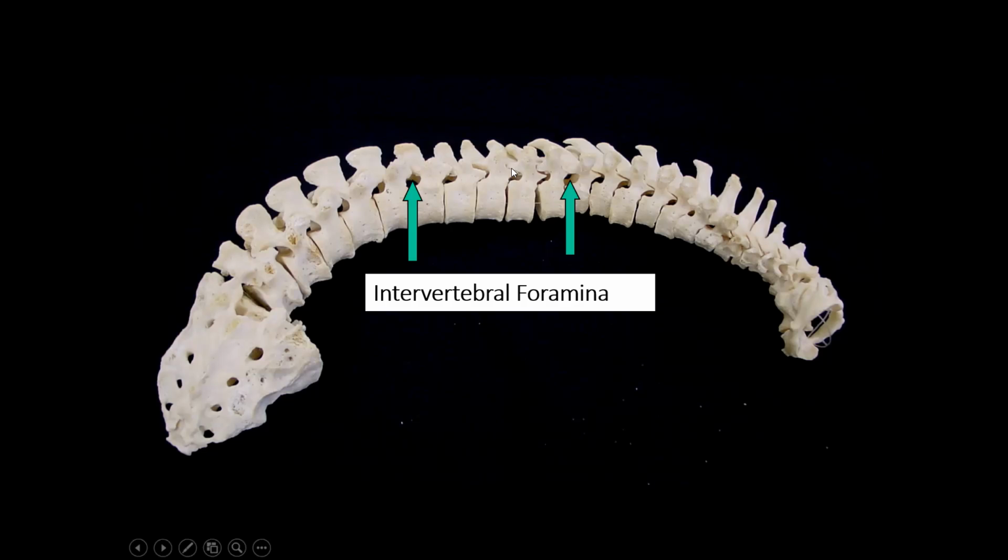The same thing applies here. Superior surface, inferior surface. Superior surface there pointed up, inferior surface pointed down. When these surfaces come together on the adjacent vertebrae, it forms these openings right here.